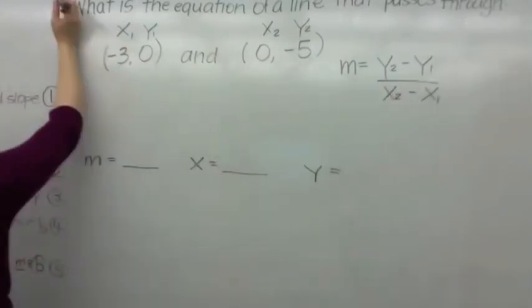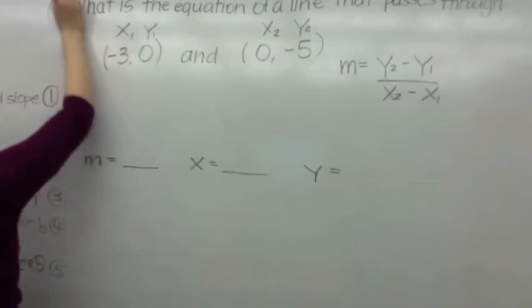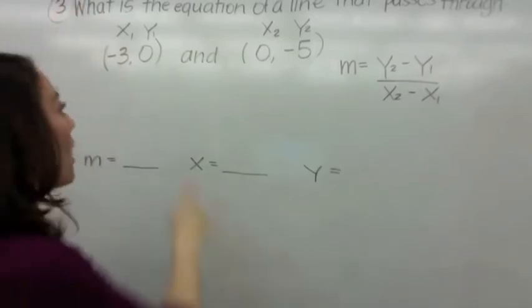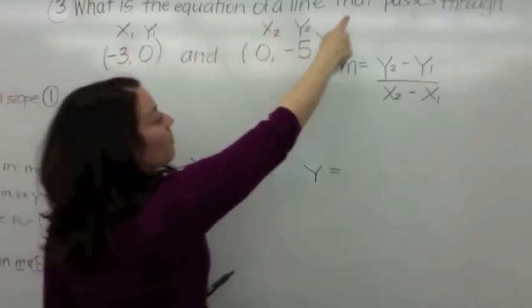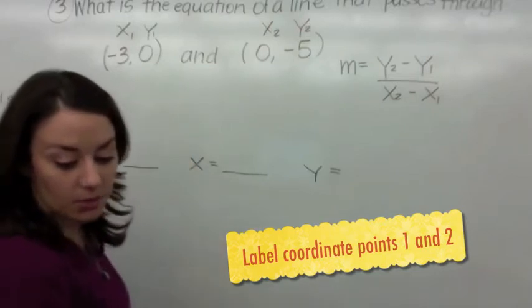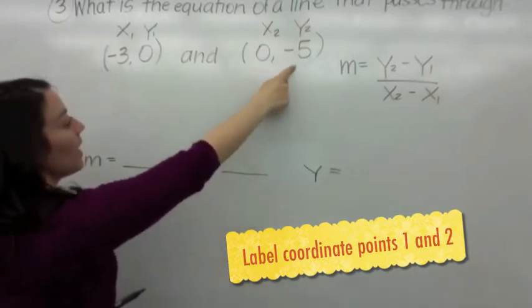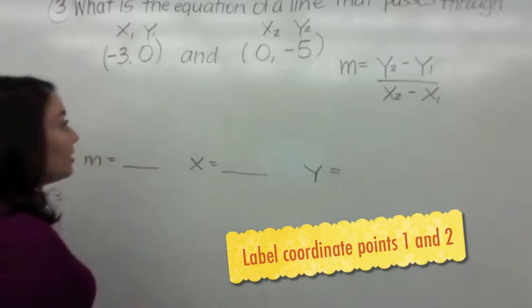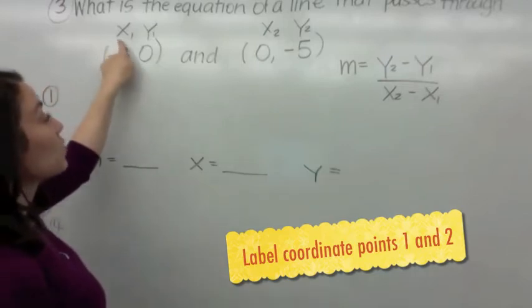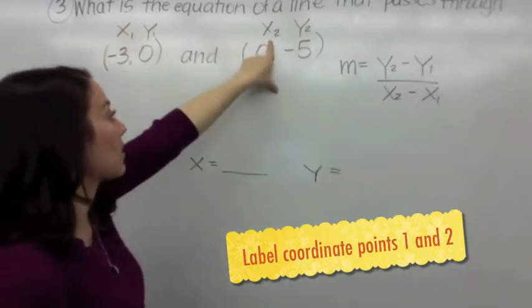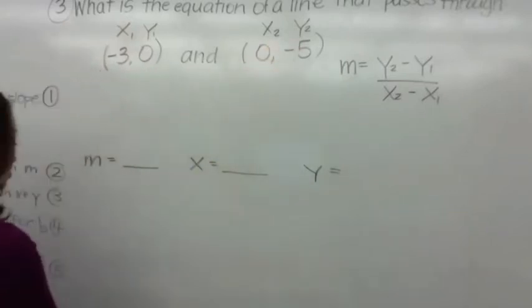Okay? So we're going to take a look at number 3 on your paper. Read it with me now. It says, what is the equation of a line that passes through -3, 0, and 0, -5. Okay, so the first thing you need to do is label x1, y1, which is the first coordinate point, and label x2, y2. So go ahead and do that now.